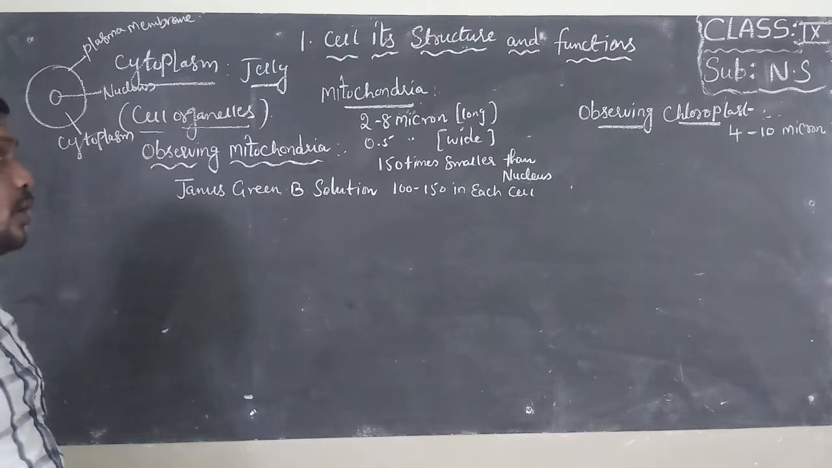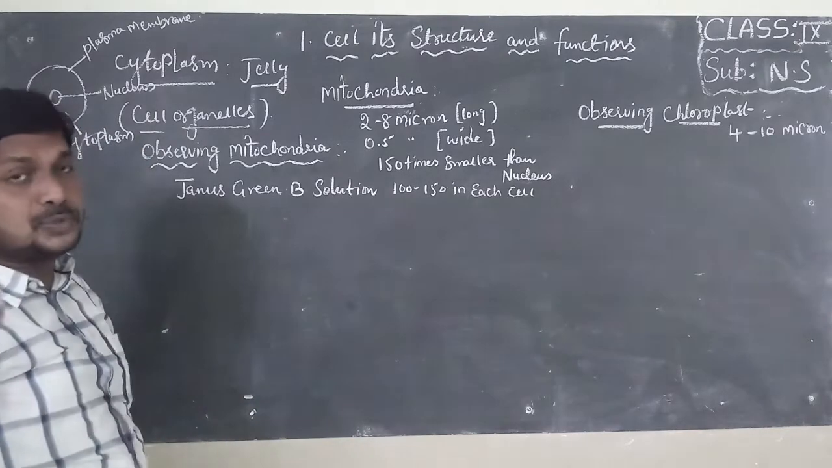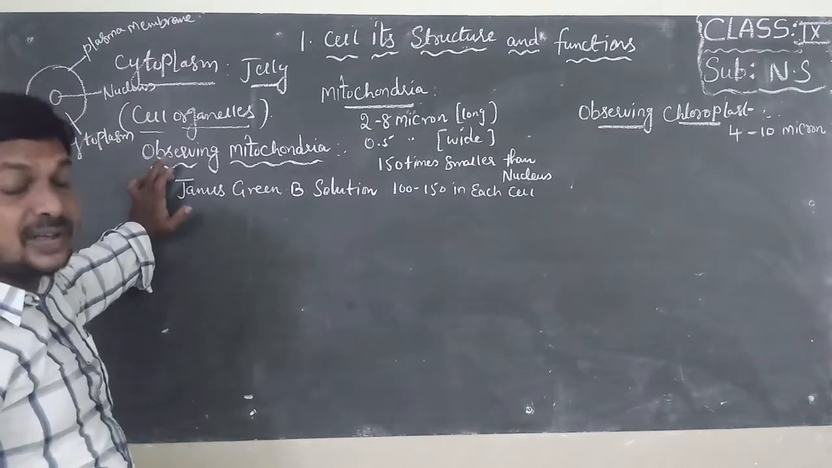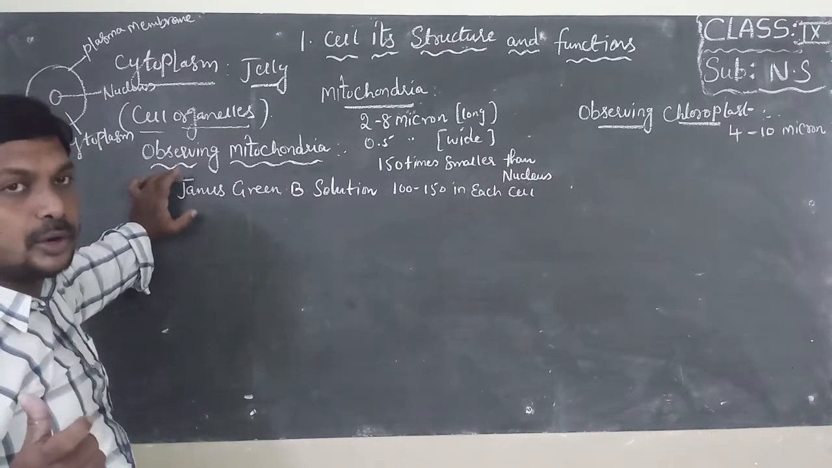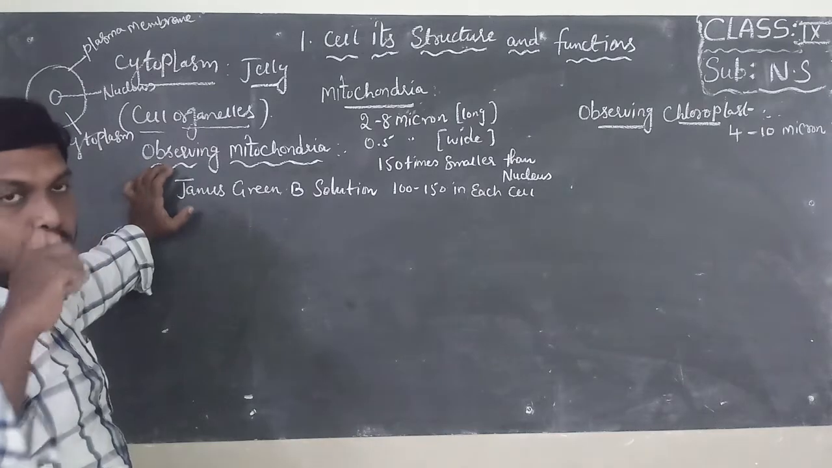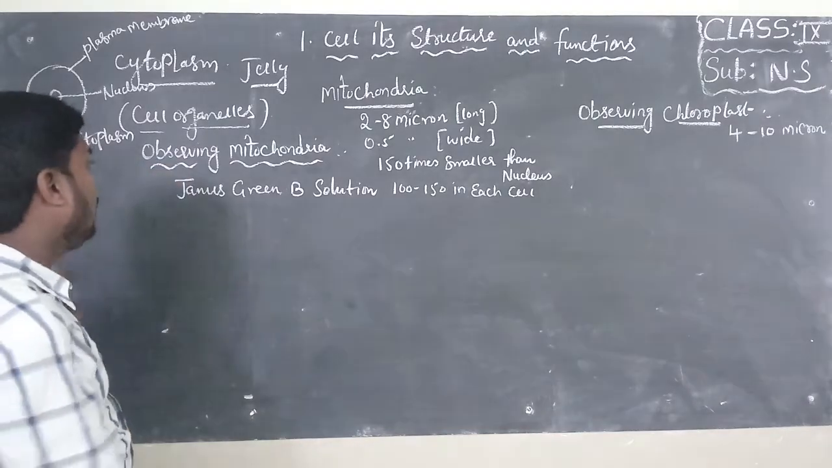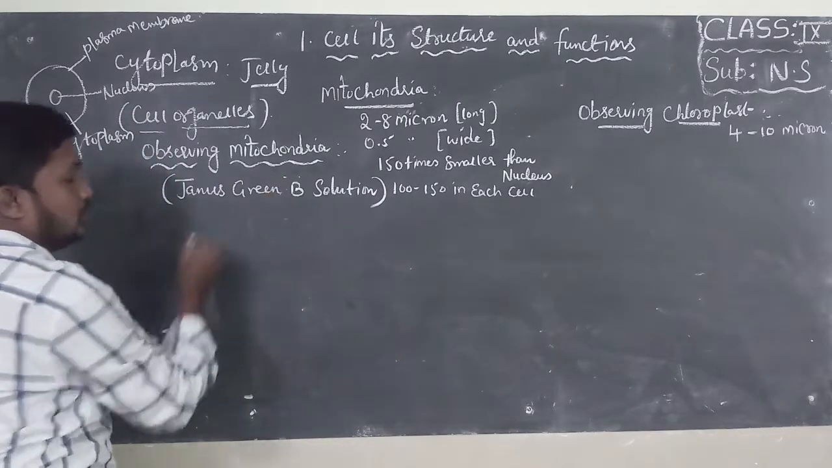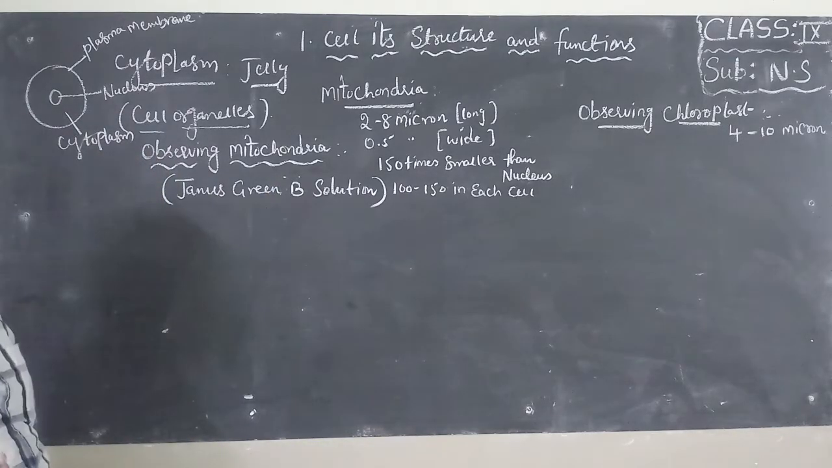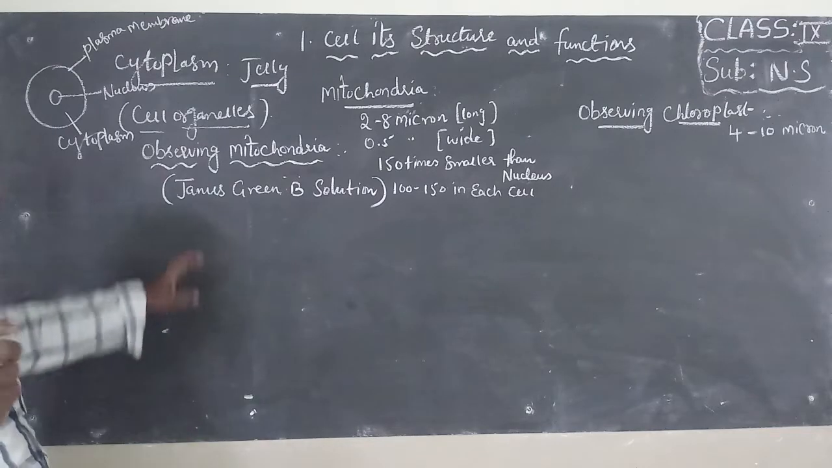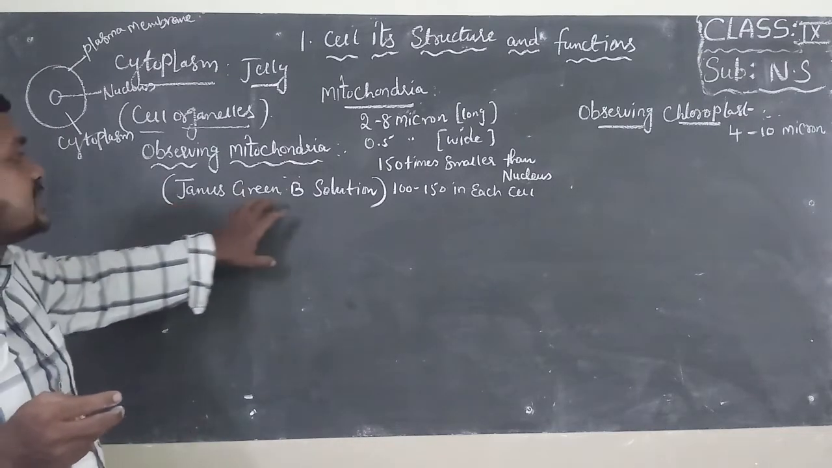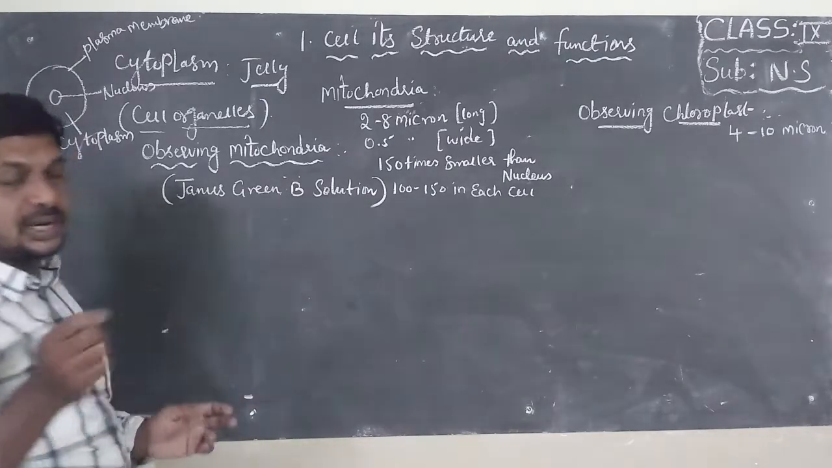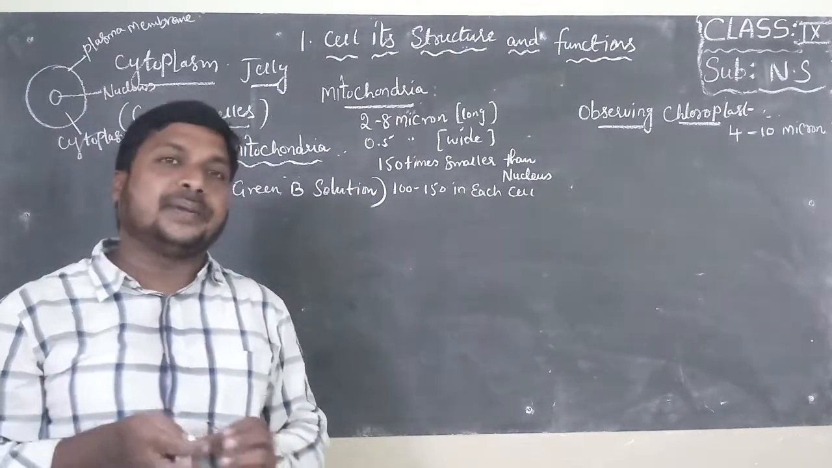How to observe mitochondria in the school lab? First I will explain how to observe mitochondria in the school lab, and afterwards I will explain the role of mitochondria. For this you have to take a chemical called Janus Green B solution, which is available in chemistry laboratories. Take Janus Green B solution in a watch glass and take an onion peel.